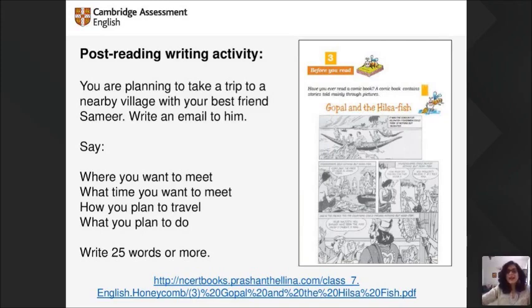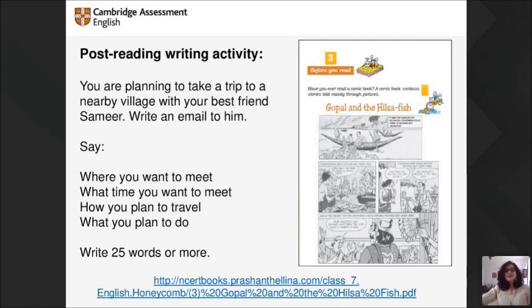And the task goes like this. You are planning to take a trip to a nearby village with your best friend Samir. Write an email to him. Say where you want to meet, what time you want to meet, how you plan to travel, what you plan to do. Write 25 words or more, right?